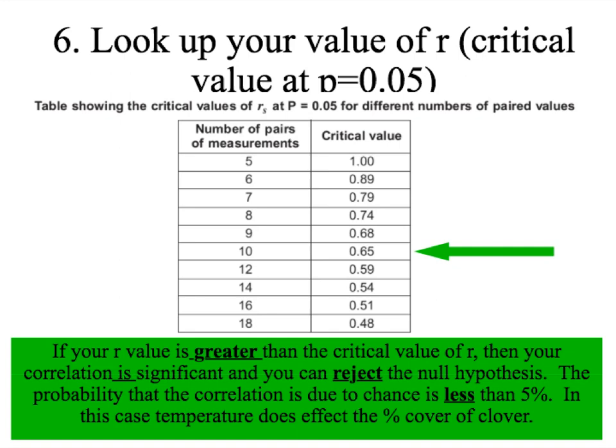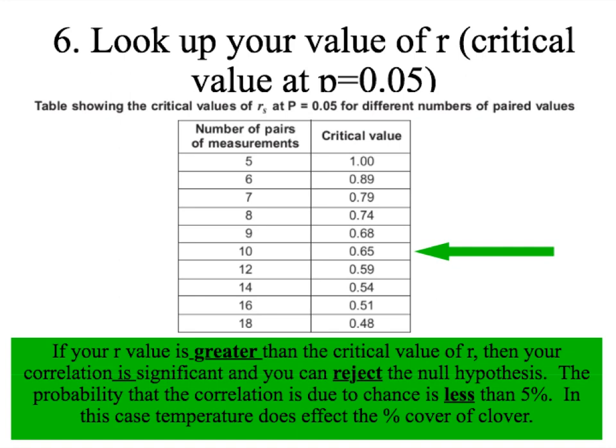So how do you know which row of the table to use? So our degrees of freedom is simply the number of pairs of data. So we had 10 pairs of data, we took 10 temperatures and 10 percentage covers of clover. So we've got 0.65 is what we're using at the p-value of 0.05. Again, like with the other statistical tests, if your calculated value is greater than the critical value, that means you've got significance. So let's use our 4-part conclusion like we have done with the other tests.